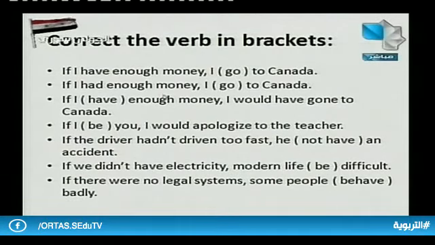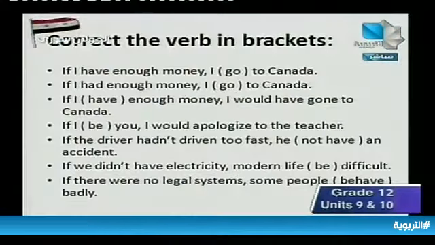The second one. If I had enough money, I go to Canada. If I had enough money, I would go to Canada. This is type two, the second conditional. Number three, type three: if I had enough money, I would have gone to Canada. So three examples of three patterns of if clause. In the first case, if I have enough money, I will go to Canada.